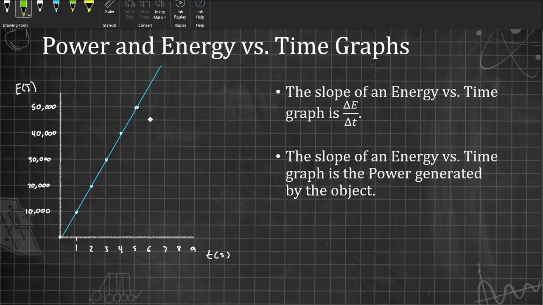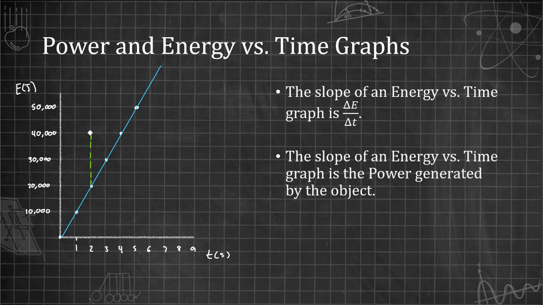Since the slope of this graph is equal to 10,000 joules every second, the slope is essentially telling us the power generated by the object. The slope is the change in energy over time, therefore the slope of an energy time graph equals power.